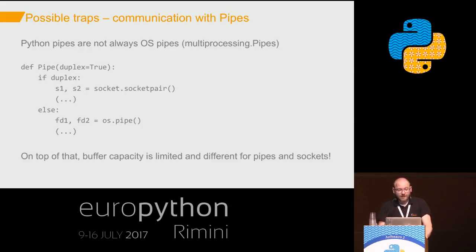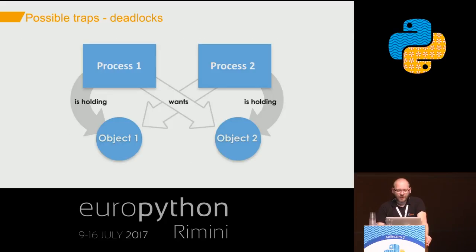Also, there's a funny thing in how pipes are implemented. Pipes, at least OS pipes, cannot send things both ways. So if you define a pipe with duplex, you'll actually get a socket. And sometimes you get a socket and sometimes you get a pipe, and if you take into consideration that they have different buffers defined in the kernel, then you might encounter a situation where sometimes you will be able to send something and sometimes not. So that's interesting.